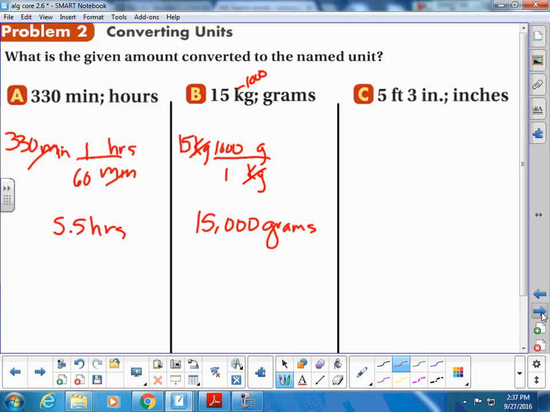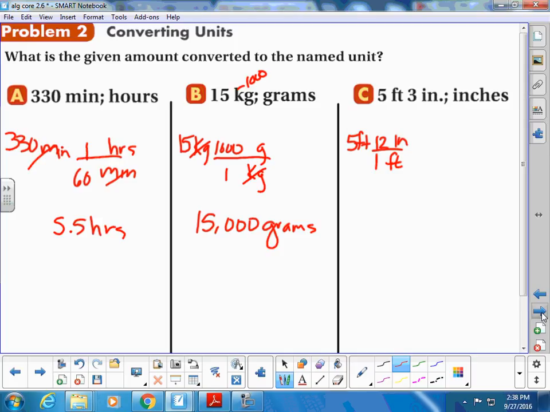This last one, it says 5 feet 3 inches is how many inches. It's hard to convert when I have two different units. I have 5 feet and I have 3 inches. So first I'm just going to convert the 5 feet to inches. So let's see, I need something with feet here and inches here. I know in 1 foot, there's 12 inches.